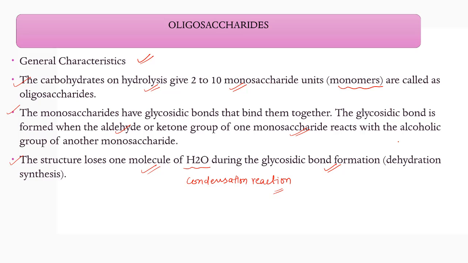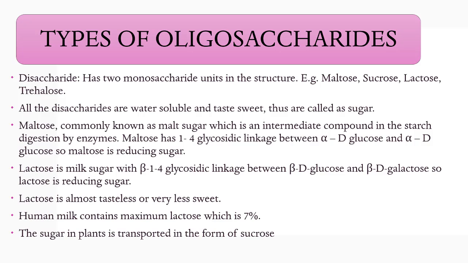The glycosidic bond is formed between the aldehydic or ketonic group of one monosaccharide and the alcoholic group of another monosaccharide. The structure loses one molecule of H2O, so it is a dehydration reaction or a condensation reaction. Is it clear? Now, types of oligosaccharides. Disaccharide, in which two saccharide units are there.